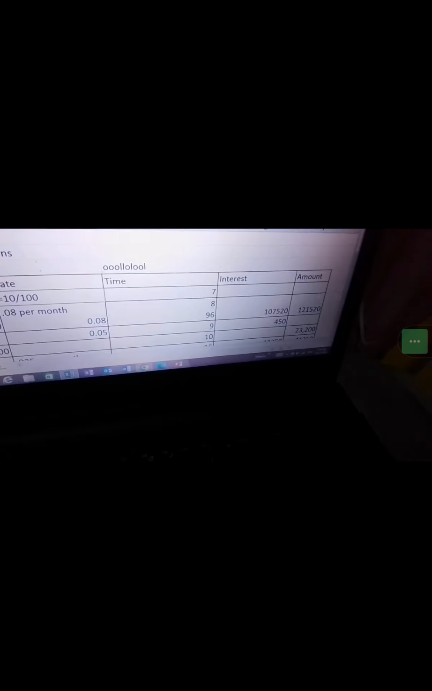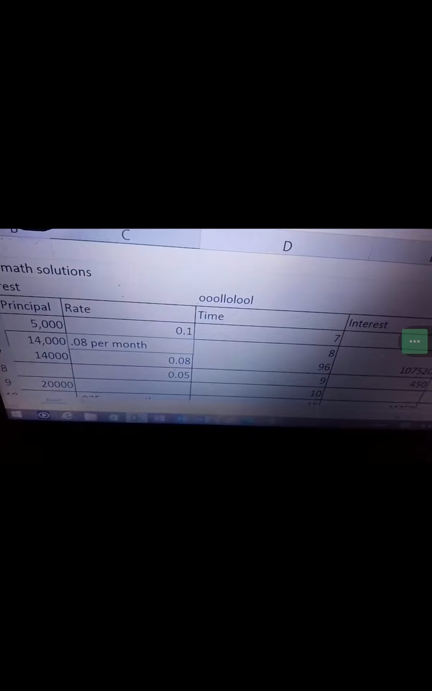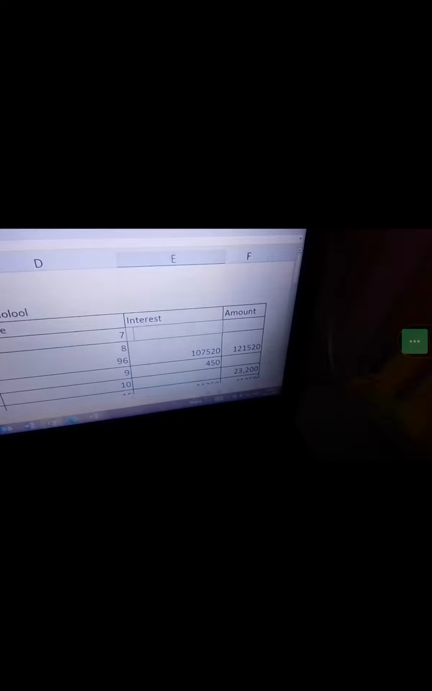P times R times T equals I. So you just multiply the principal, the rate, and the time. That is 5,000, which is your principal. Your rate is 10% but it became 0.1, because remember what I did here: we have 10 divided by 100, or 0.1.